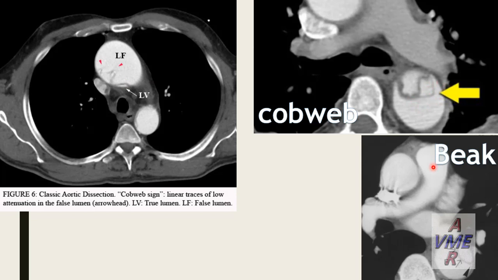We have here also what's called the peak sign. This is the crescent present around the true lumen, which is called the peak sign. So this is the false lumen, this is the peak sign, this is the true lumen. This is the false lumen, this is the cobweb sign, this is the true lumen.